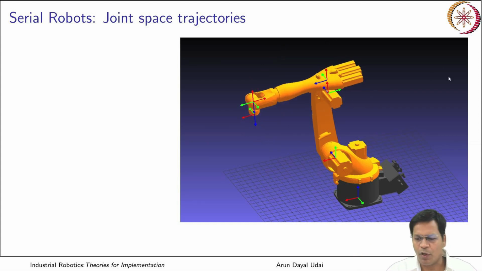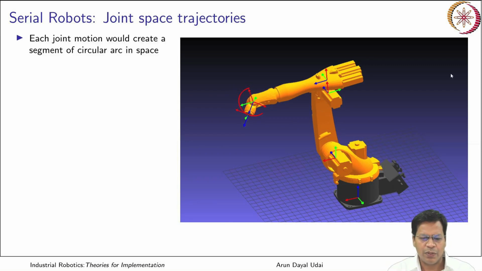So this type of motion is known as a joint space motion trajectory, in which a robot is made to move about its joints only. One of the joints or a combination of joints is made to move. And then you can take your robot to a particular place. In this, we are not specific about moving in spatial trajectories like linear displacement along any of the axes or rotary motion along any of the axes. Each joint could create a segment of a circular arc in space.